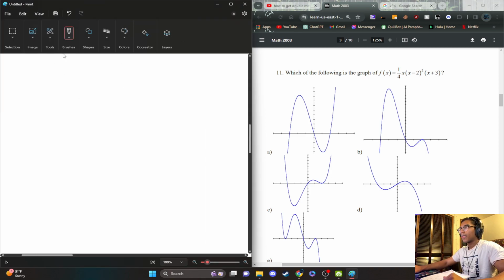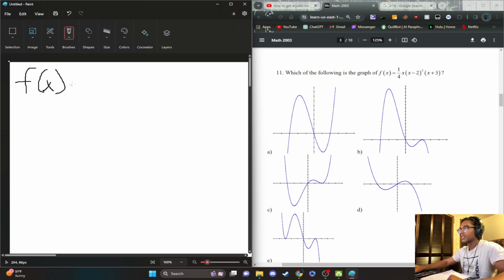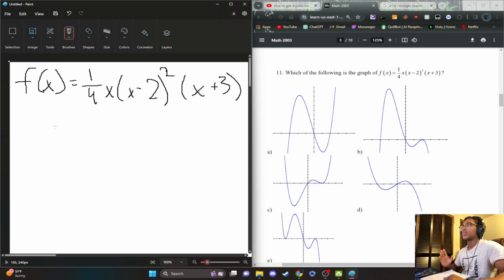Okay, now for the graph, you would have to first find the zeros, right? So let's write this out. You have 1/4 x times (x minus 2) squared. Now the square is going to play a big role. And times (x plus 3). Step 1, find all the zeros of this graph.